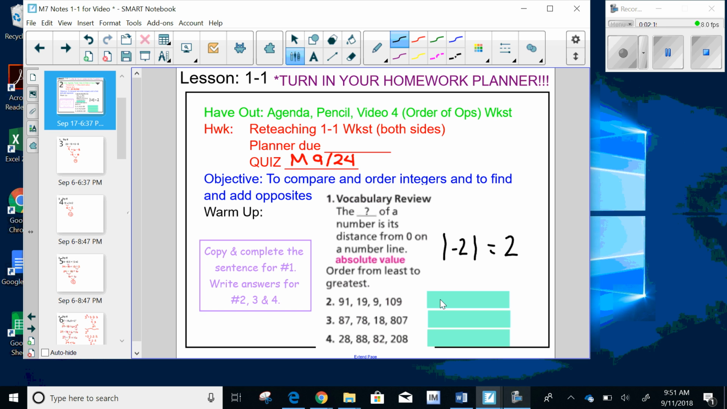Then for your ordering problems, the answer for number 2 should be 9, 19, 91, and 109. Number 3, 18, 78, 87, and 807. And for number 4, 28, 82, 88, and 208.